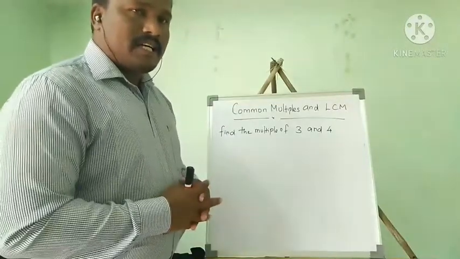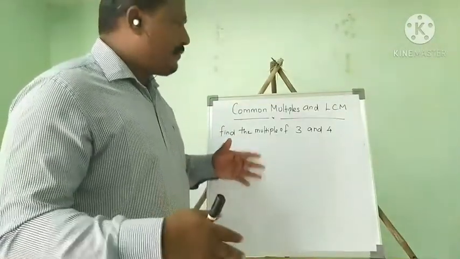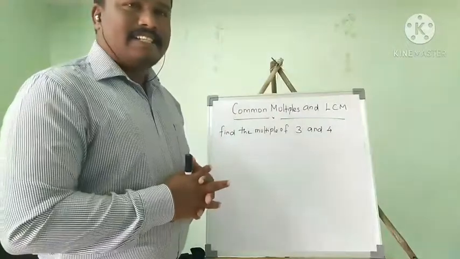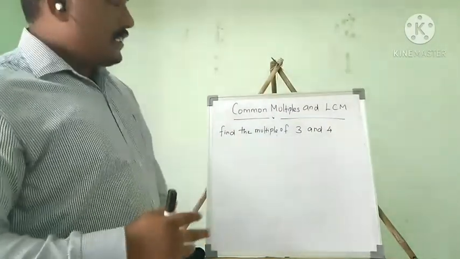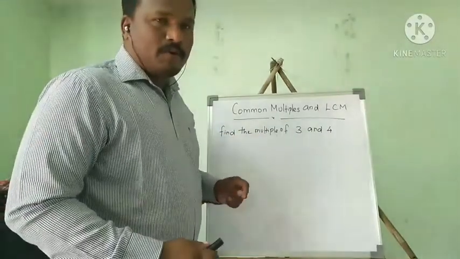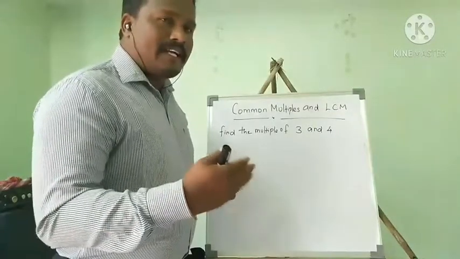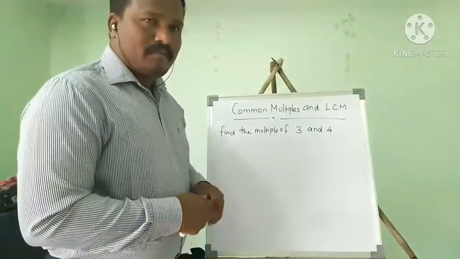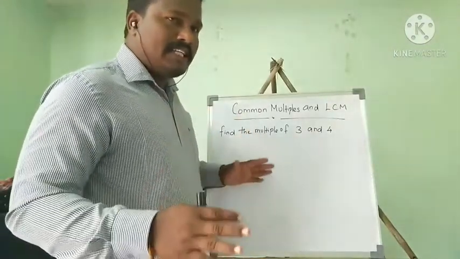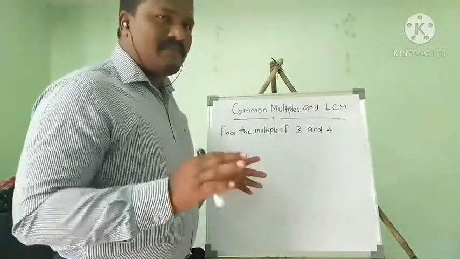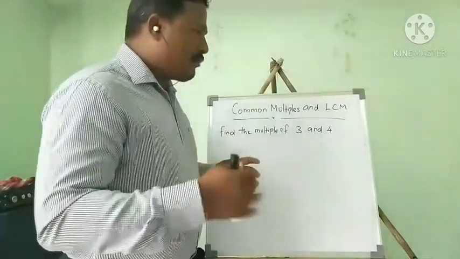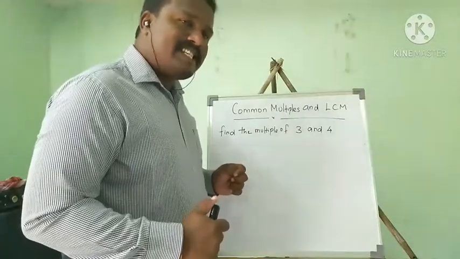So students, today I'm talking about common multiples and LCM, least common multiple. LCM means least common multiple. Okay, so find the multiples of 3 and 4. Simply I am going to say the table of 3 and 4, not more than that. Don't worry, multiple you know very well, what is factor, what is multiple, what is highest common factor, already we discussed. Now today I am going to tell least common multiple, LCM.